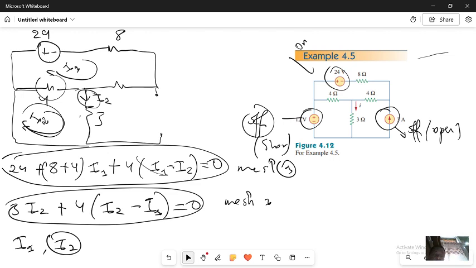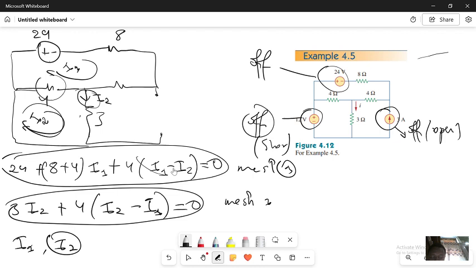Now we have to find I3. To find I3 means that this one is going to be off, this one is going to be off, and this one is going to be on. In this case, this one is going to be on, this one is going to be on.